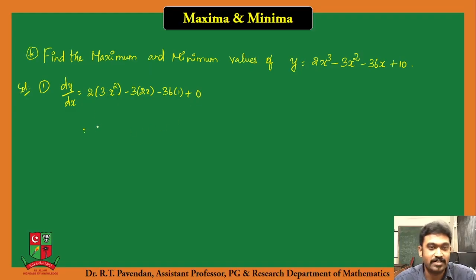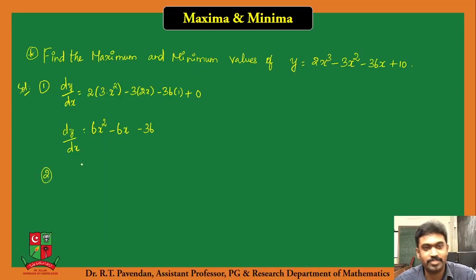So dy by dx is equal to 2 times 3x square, that is 6x square, minus 3 times 2x, 6x, minus 36 plus 0 is not needed. So dy by dx is 6x square minus 6x minus 36. So the first step is over.